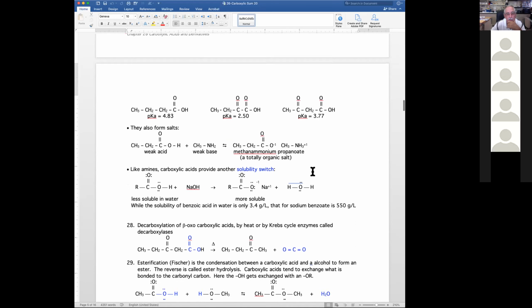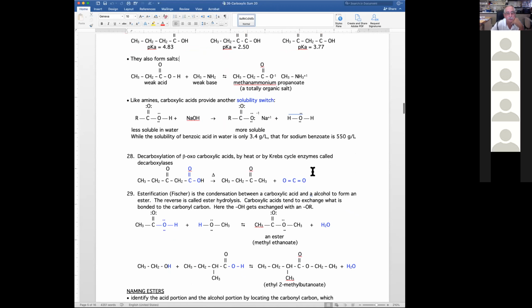And so they also form salts. So here's a weak acid, here's a weak base. What's going to happen if I put these two together? There's going to be an acid-base reaction. So the hydrogen goes from here to the nitrogen, and I form this substance over here.